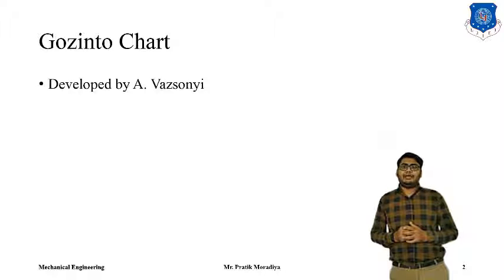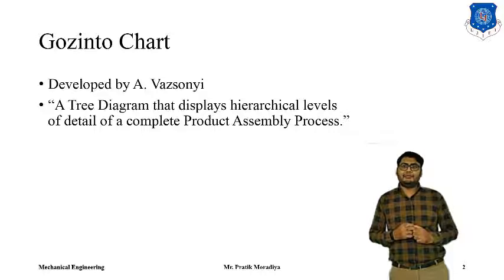Now, it was developed by A. Vascioni. Now what does this A. Vascioni do? It is the name of an Italian scientist. So it was developed by him. A tree diagram. What is the Goes Into Chart? By definition, it is a tree diagram that displays hierarchical levels of detail of component, product, assembly and processes.